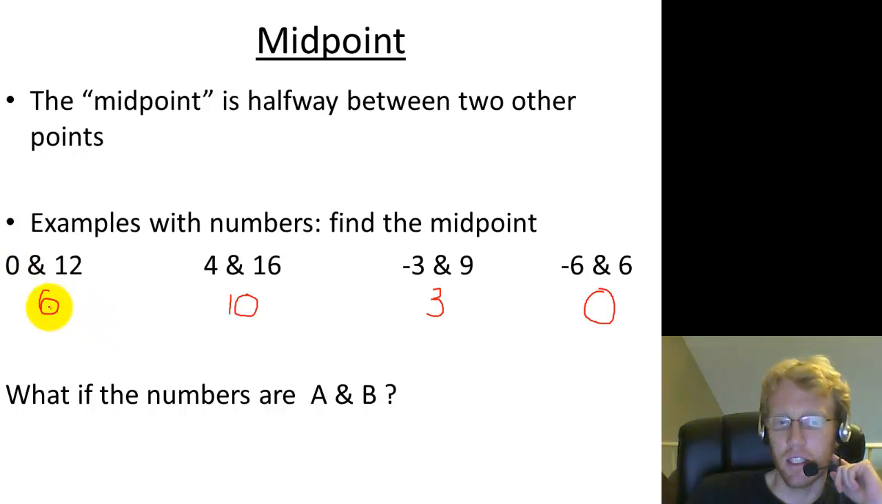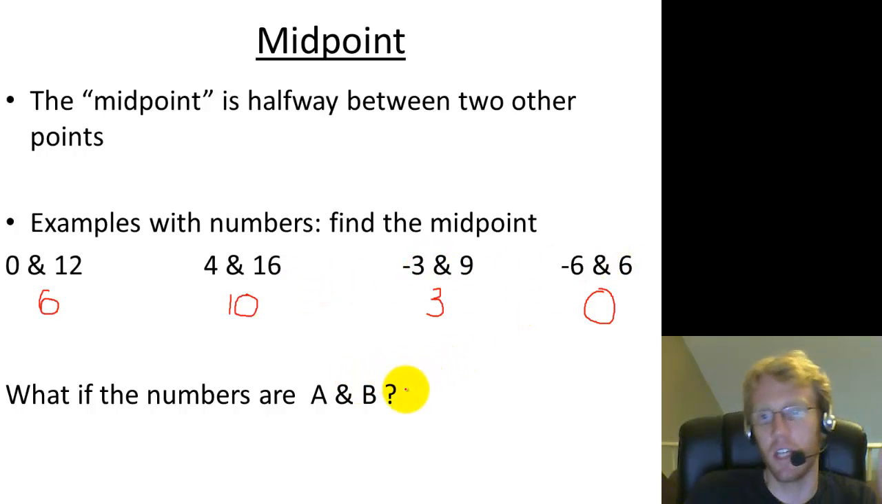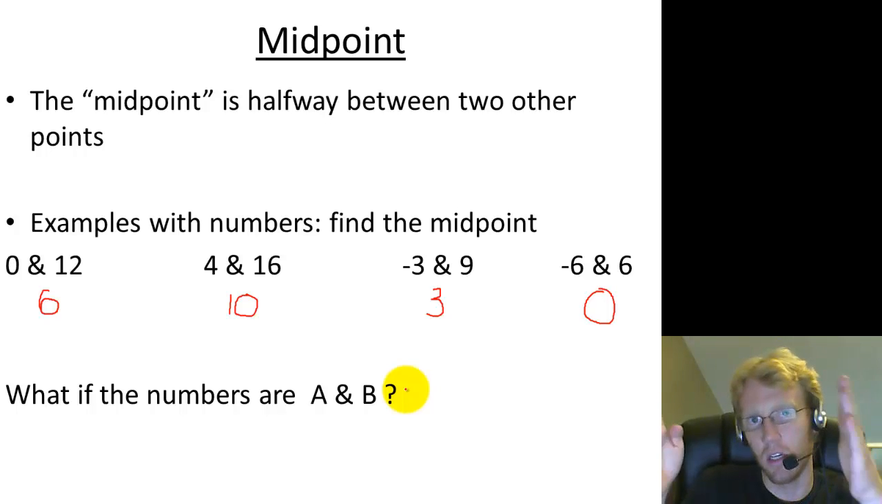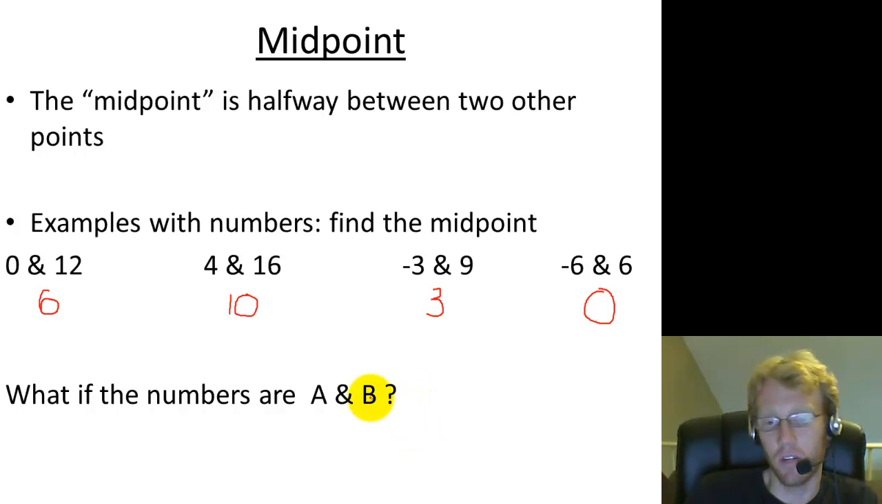So how did you get 6 out of 0 and 12? How did you get 10 out of 4 and 16, etc.? There's lots of different ways you can do it. Some students take the two numbers and count plus 1, minus 1, plus 1, minus 1, working their way till they're in the middle. Another thing you can do, which is very simple, is just add these two numbers together and then divide it by 2. So if you add 0 and 12, you get 12.